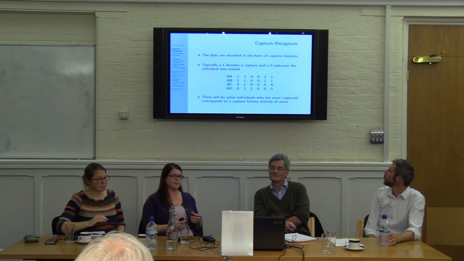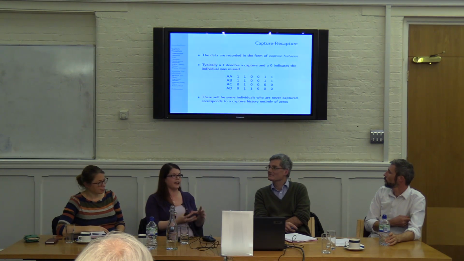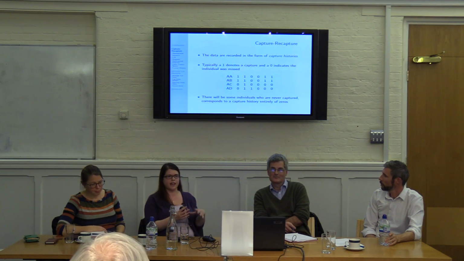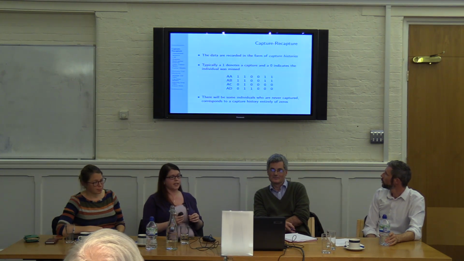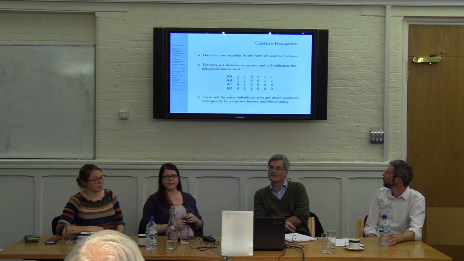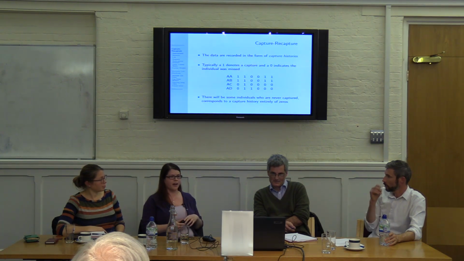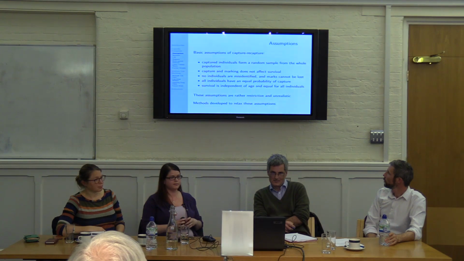So you can think of a capture might be within a week. So they might be out catching animals for a week, but we discretize the data, so it's just did we see the animal that week or not. So here's some example capture histories, just strings of 1s and 0s. Now there's going to be individuals in the population that we don't see at any point, so they'll correspond to capture histories that are completely 0s. Those are the ones that we're interested in trying to work out how many we've missed.